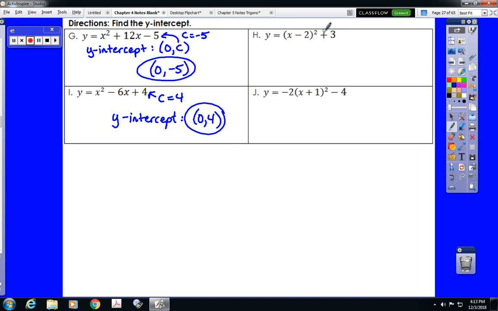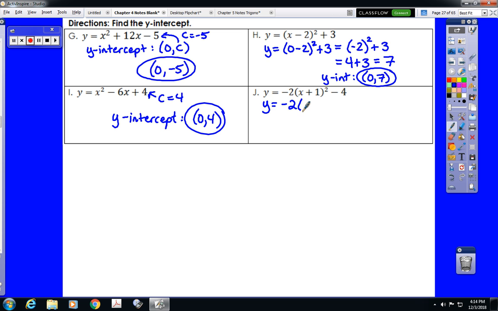It's not the y-intercept. For vertex form, to find the y-intercept, what you have to do is plug in a 0 for x and evaluate. So that would be negative 2 squared plus 3, or 4 plus 3, which is 7, which means my y-intercept is the point 0, 7. Notice how 7 is not the number sticking off the end of the equation. There's no avoiding this little bit of work.